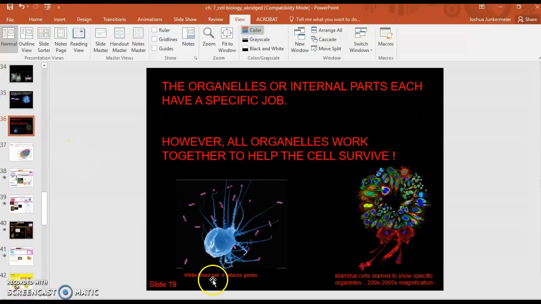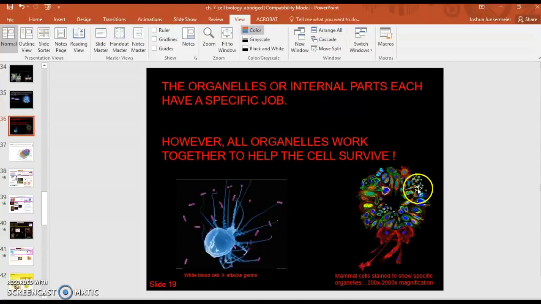Here you can see a white blood cell attacking germs. So these are prokaryotic bacteria in pink that have been stained pink, so they stand out. And then you have a white blood cell. You can see clearly it almost looks like an octopus. So we have special cells in the body that are helping protect us from these pathogens like bacteria.